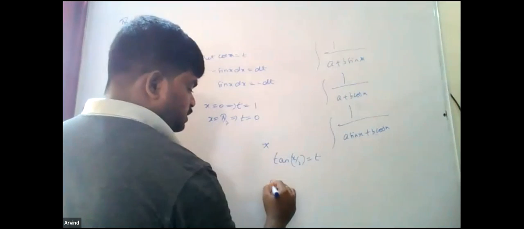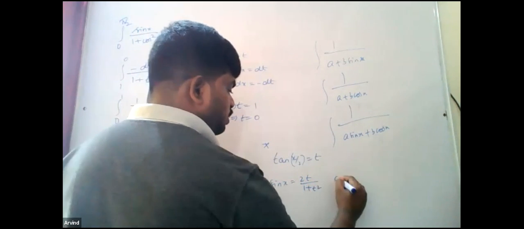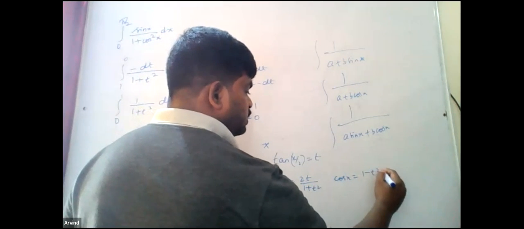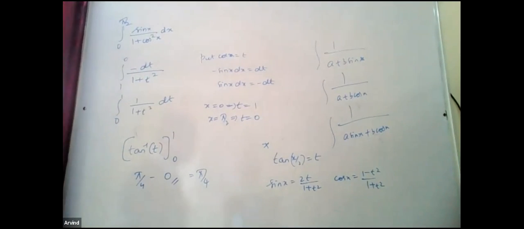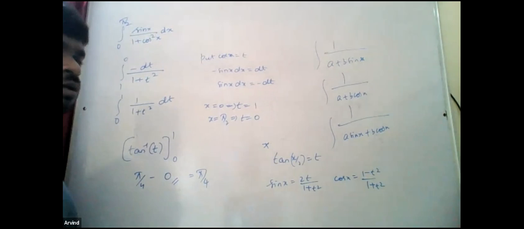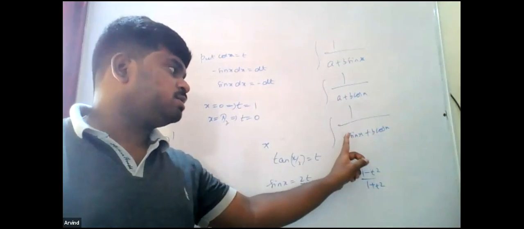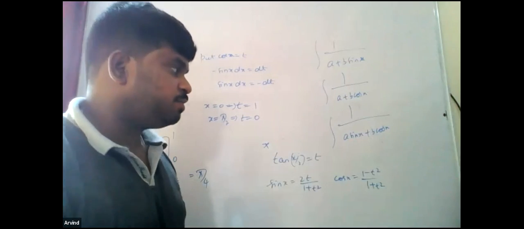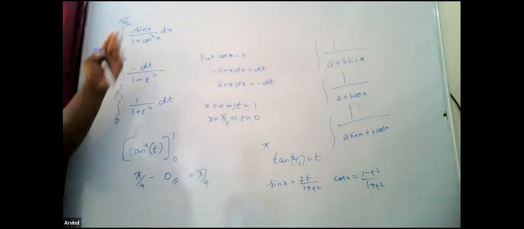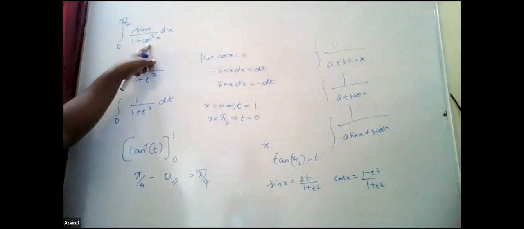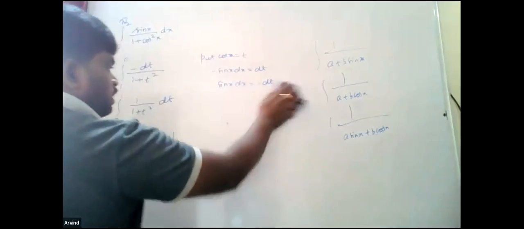Then sin x will become 2t by 1 plus t square. Cos x will become 1 minus t square by 1 plus t square. Okay, remember this. A plus b sin x, a plus b cos x, a sin x plus b cos x: tan x by 2 substitution. For such things, you should know how to give it. Okay, let's go to the next one.